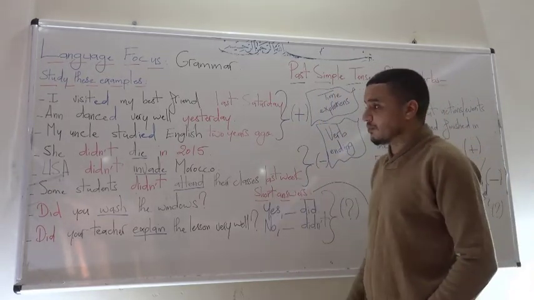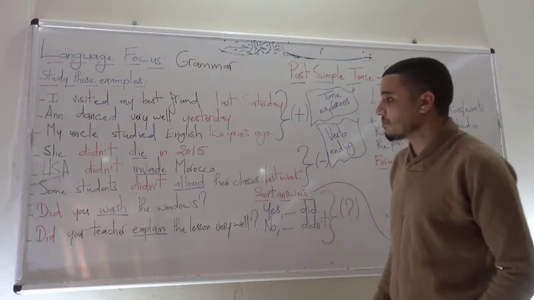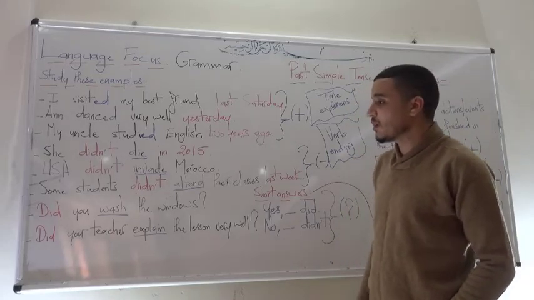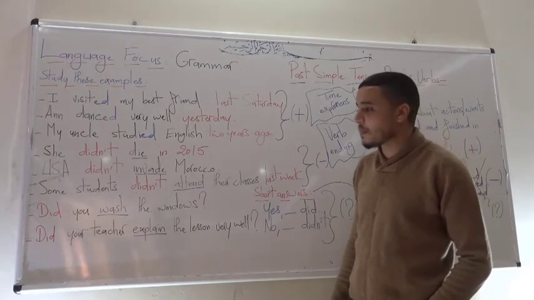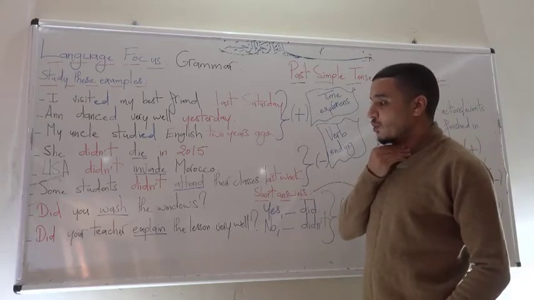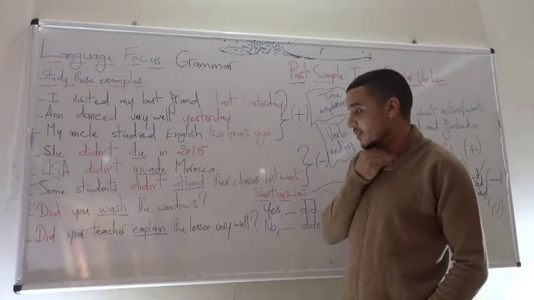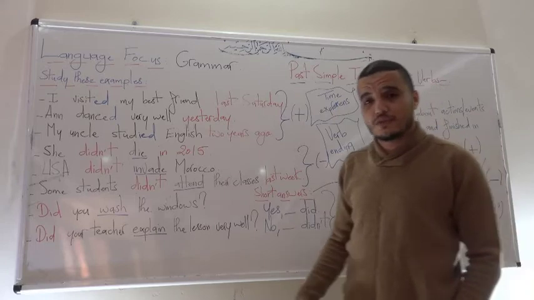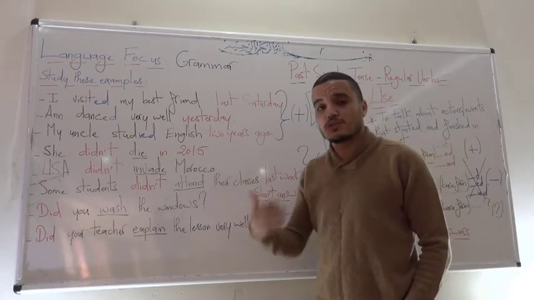Concerning the negative form: she didn't die in 2015. United States of America didn't invade Morocco, and some students didn't attend their classes last week. For the interrogative form: did you wash the windows? And did your teacher explain the lesson very, very well? As you can see here, we have different forms, and in each form, we have to follow certain structures.